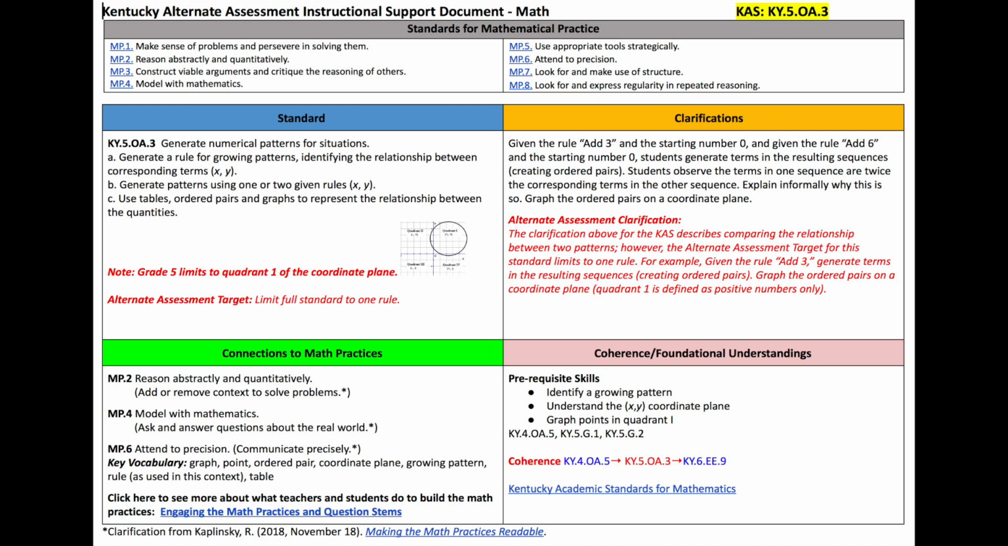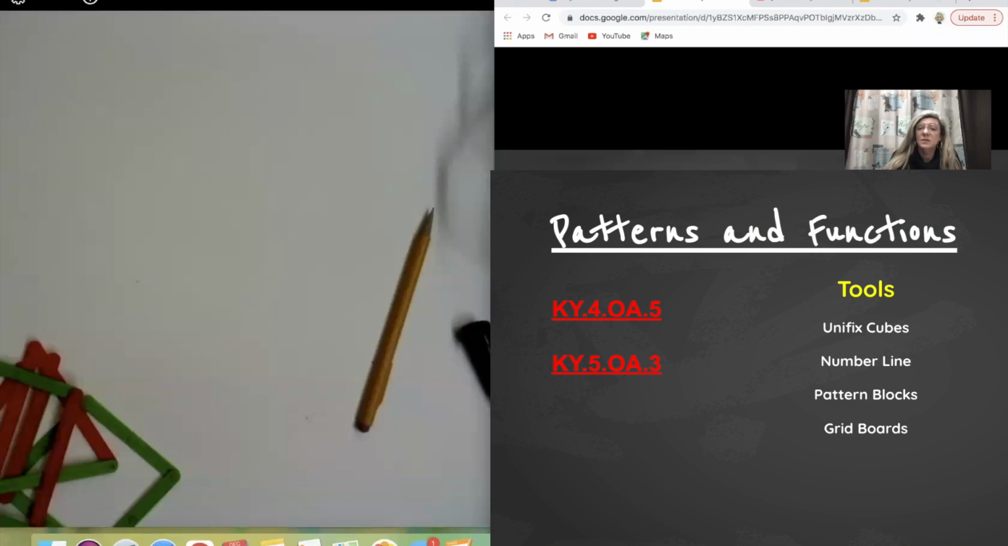They would have 2 rules, add 3 to 0, add 6 to 0. So you would work with the 2 to come up with your coordinates. Here, we're only working with the 1 rule, that's our limit. Okay. Now let's look at some situations. Oh, tools first. You can use Unifix cubes to show patterns. You can use number lines to show patterns on the number line. You can use pattern blocks to build with. Obviously, we could use the grid.